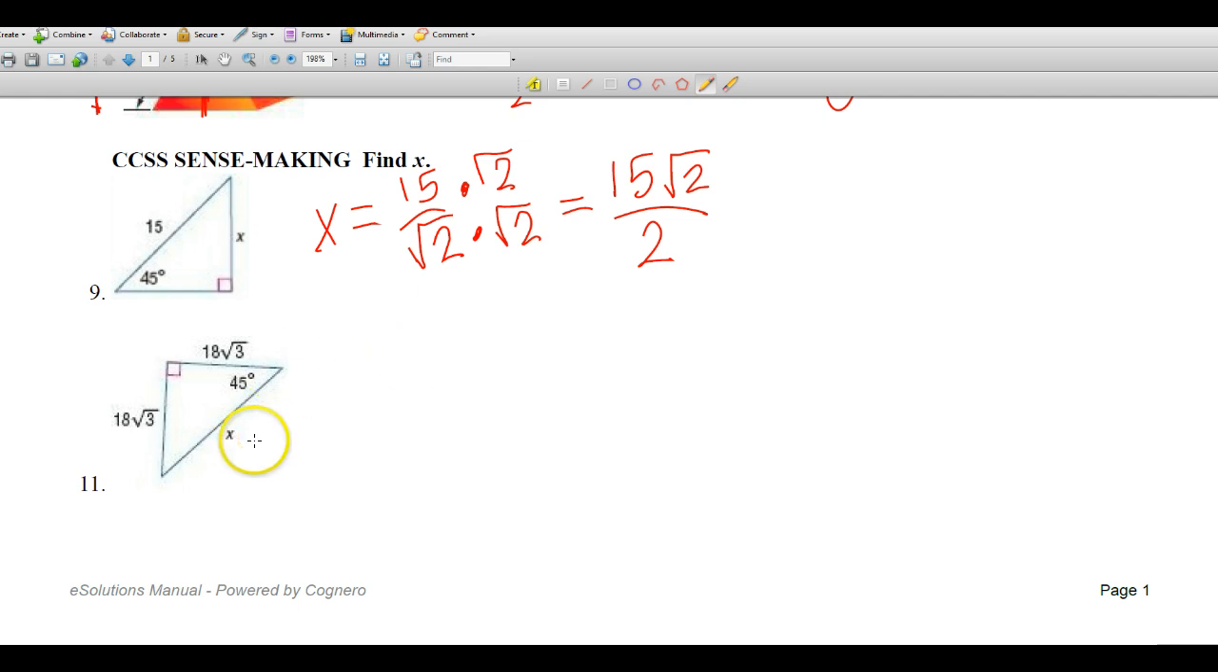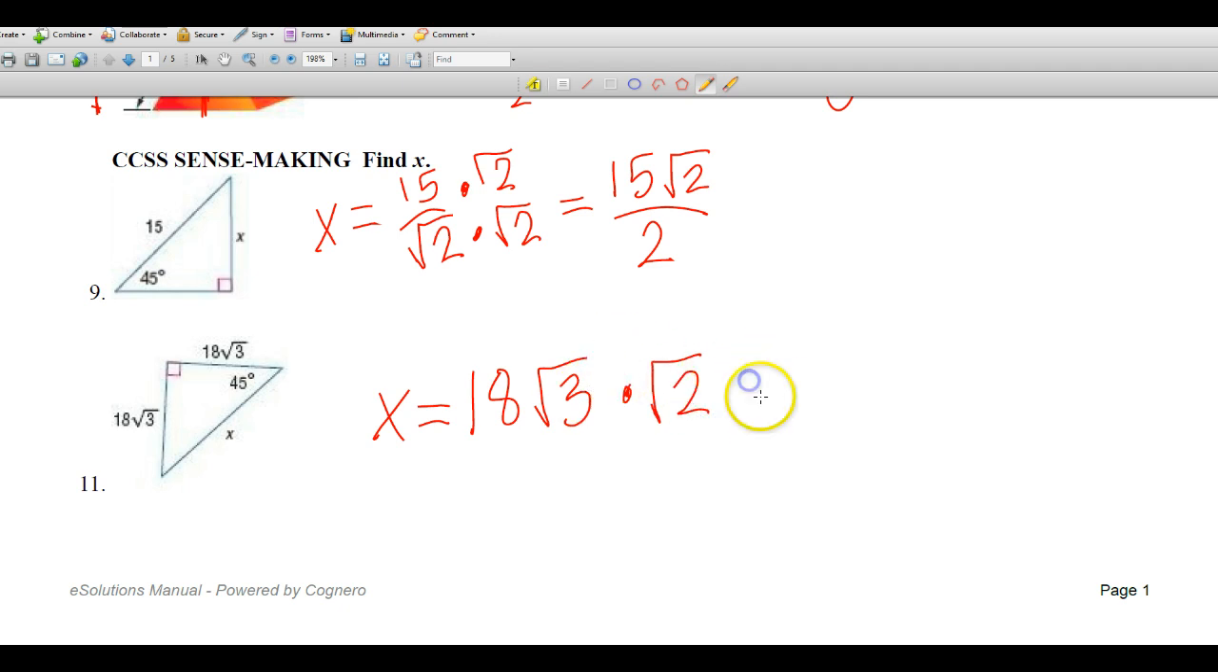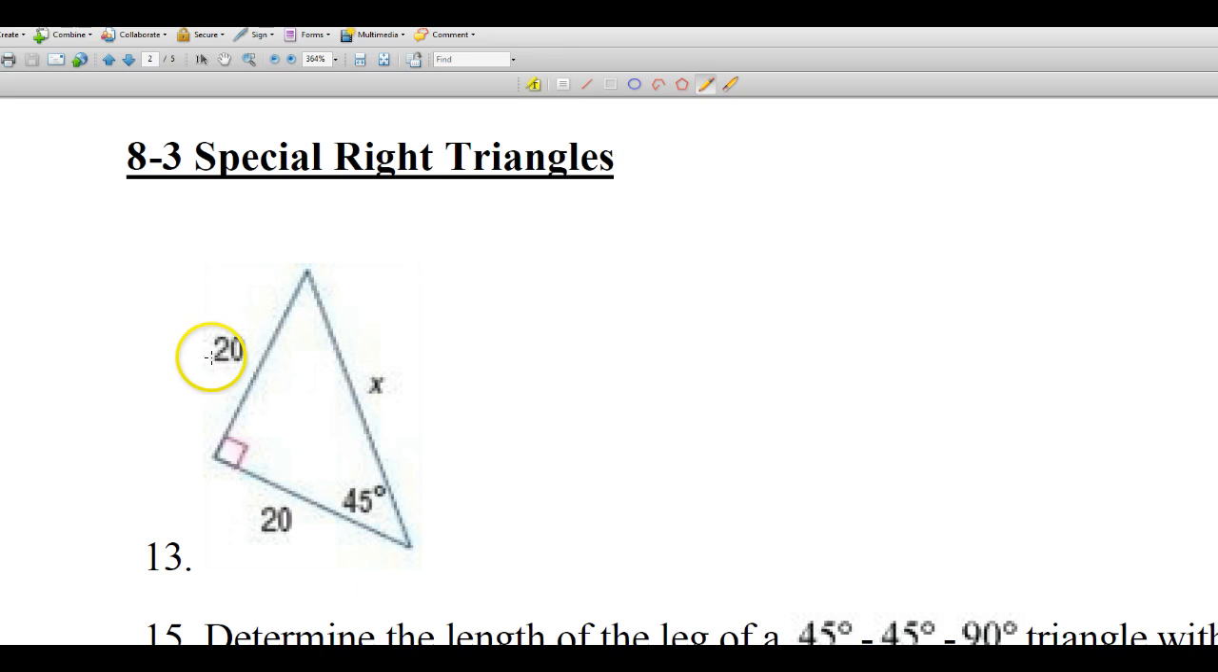For number 11, we're looking for the hypotenuse of a 45, 45, 90. We're given our leg is 18 square root of 3. So the hypotenuse is the leg times the square root of 2. And the square root of 3 times the square root of 2 is the square root of 6. For number 13, to find x, we have a 45, 45, 90, and we're looking for the hypotenuse. So the hypotenuse will always be the leg times the square root of 2.